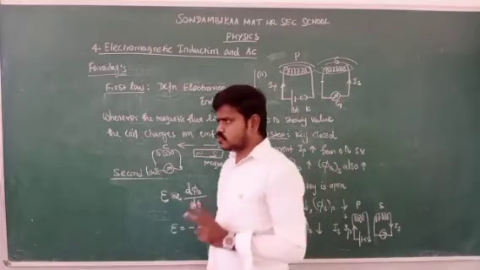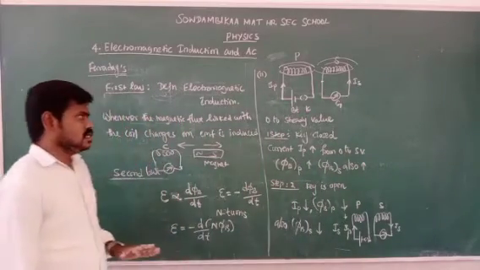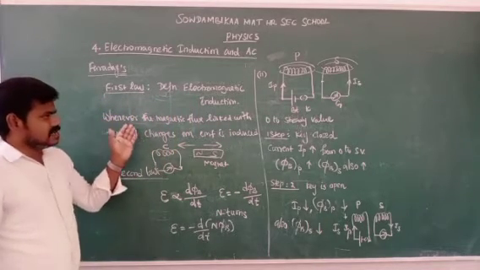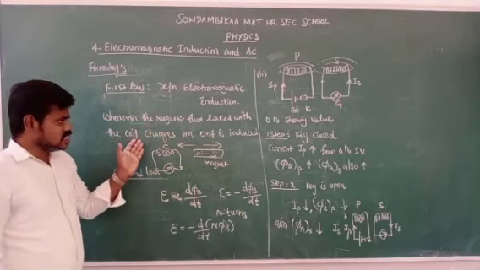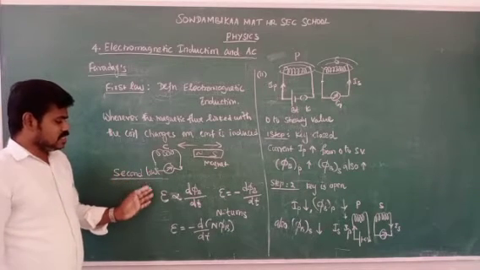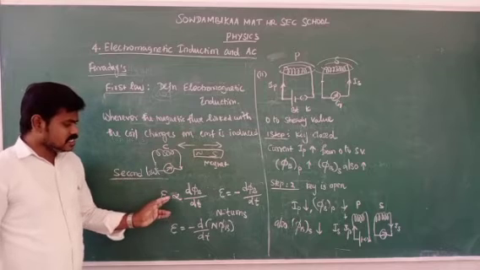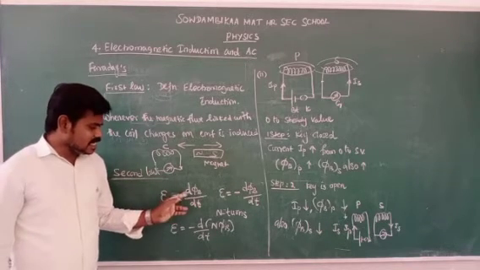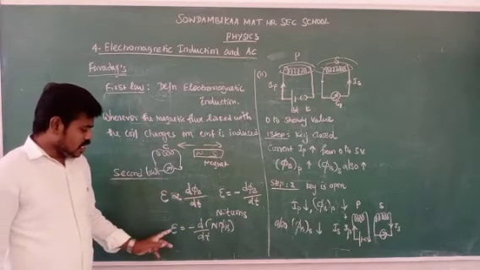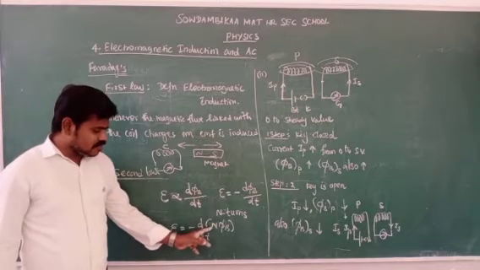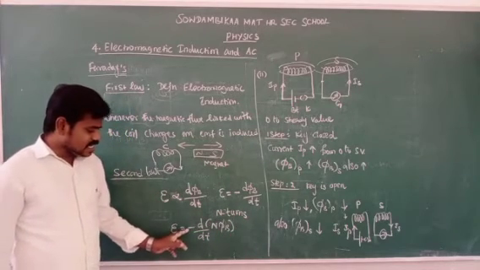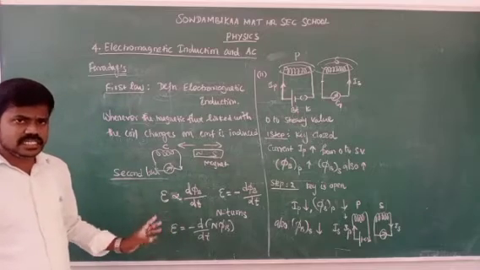Okay, so there are two laws of electromagnetic induction. Faraday's first law, the definition of electromagnetic induction: whenever the magnetic flux linked with the coil changes, an EMF is induced. The second law: the magnitude of induced EMF is directly proportional to the rate of change of magnetic flux linked with the coil, that is, E equal to minus d by dt of n into phi B when the coil includes n number of turns. The negative sign gives the direction of induced EMF.